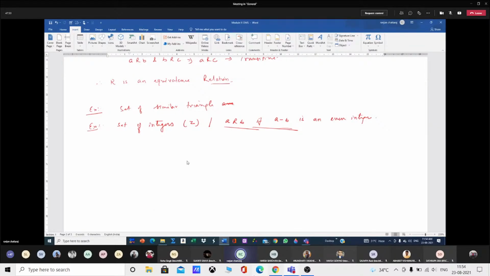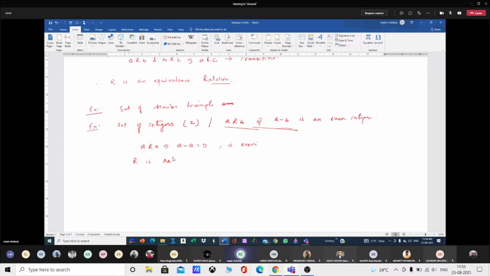This is the set of integers including plus, minus, and 0. So you see here A is R related to A. This implies A minus A, that is 0, which is divisible by 2, which is even. So R is reflexive.